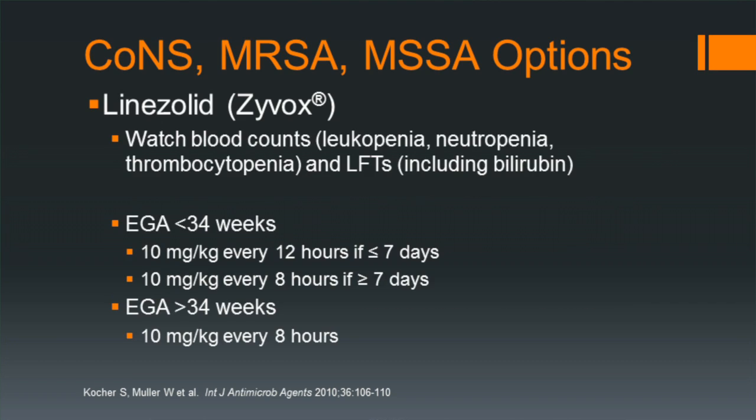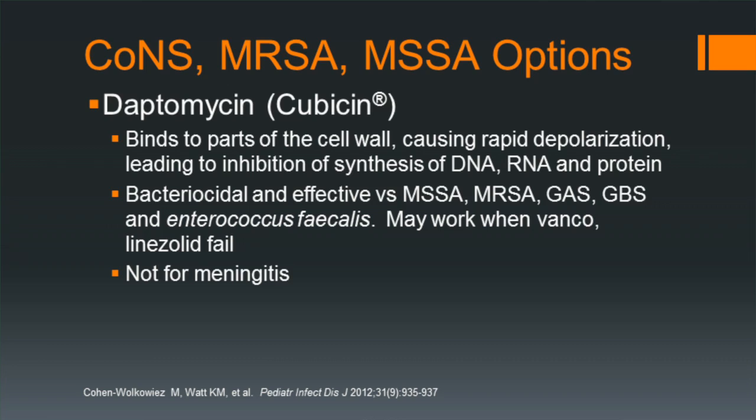The main thing to look for with linezolid is your blood counts, especially neutropenia, which you will see in probably 10% of the patients that receive the medication, so be aware of that and be looking for it. The dosing there is 10 per kilo, and then you change the interval based on the baby's age.